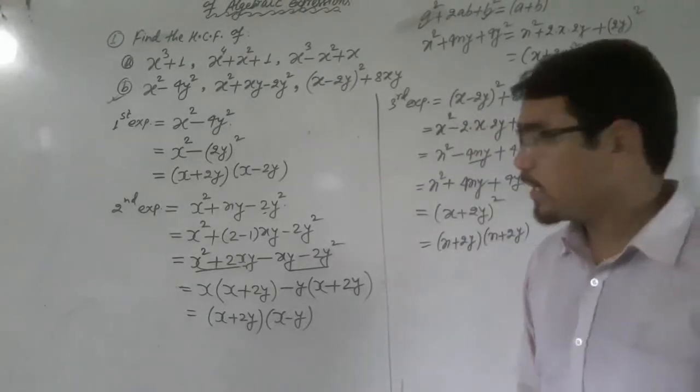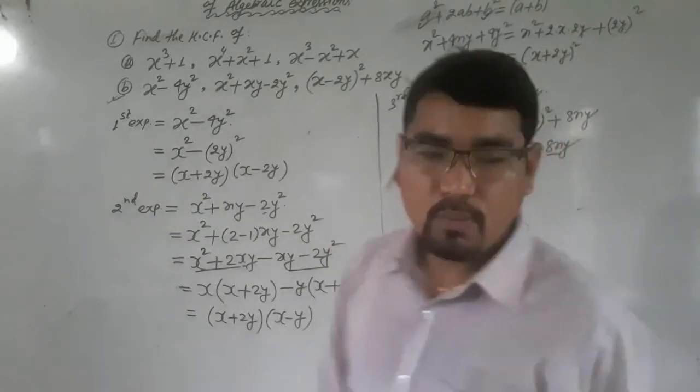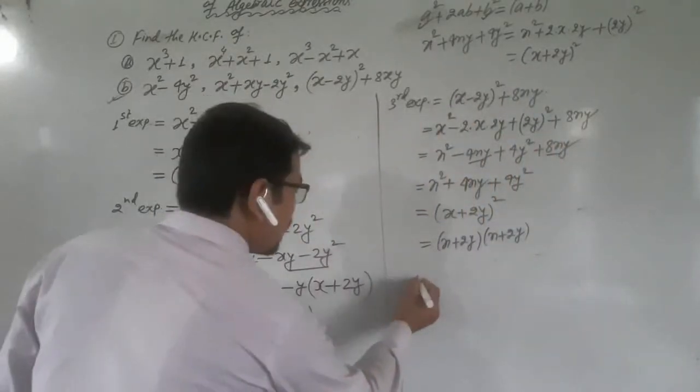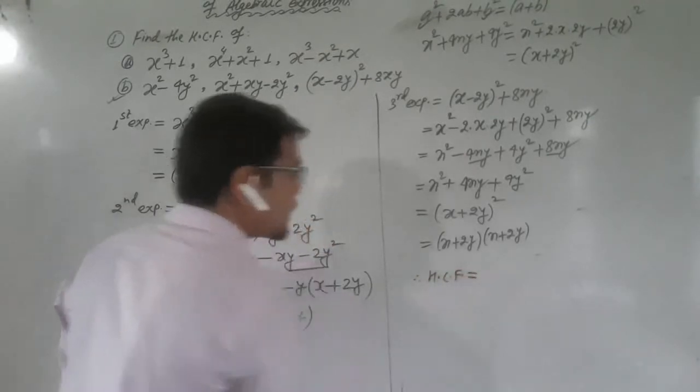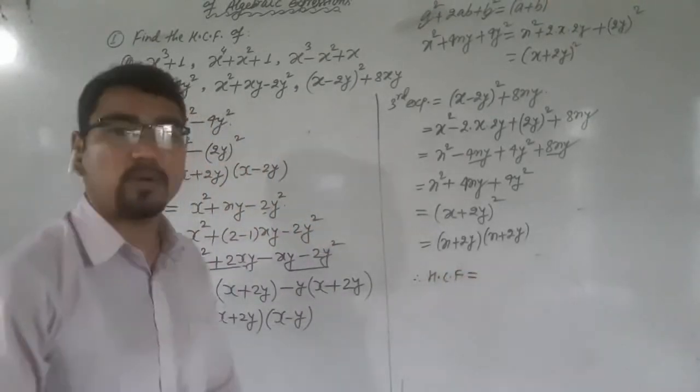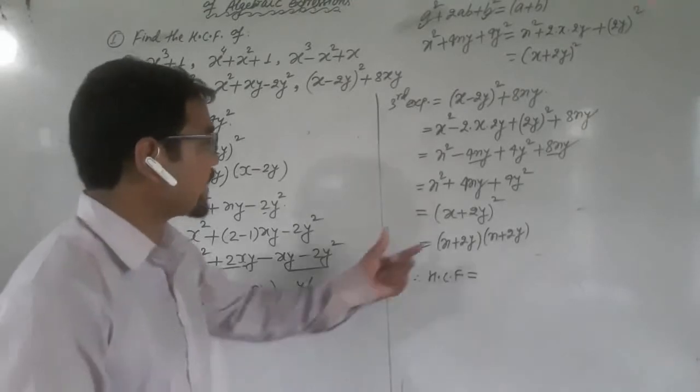I think everybody is clear here. Now we have to find the HCF. HCF is the highest common factor. Otherwise, HCF represents the product of common factors. The common factors we have to see.